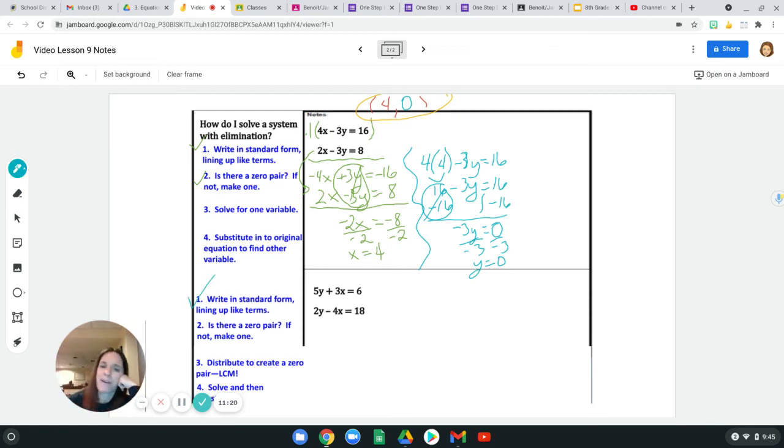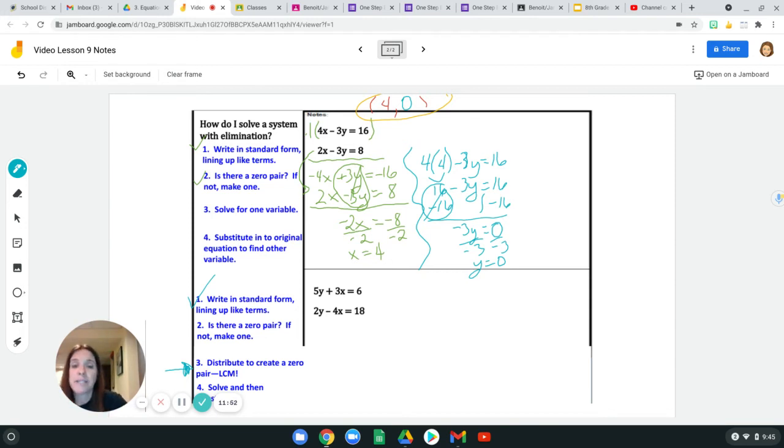Is there a 0 pair? 5y and 2y, no, not the same and opposites. 3x and 4x, well, there's a positive and a negative, but it's not the 0 pair in coefficients. They're different coefficients. All right, so we have to make a 0 pair. And in this one, the new step is to create a 0 pair. Think of the least common multiple between two of the coefficients. So we can focus on eliminating the y's or the x's.